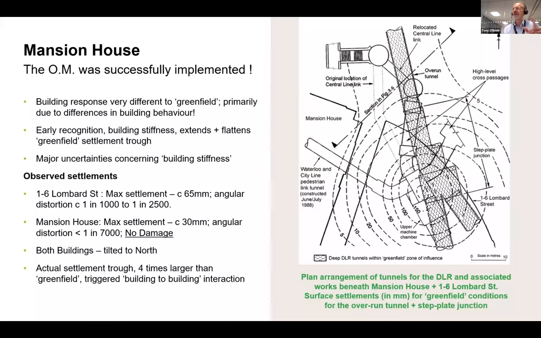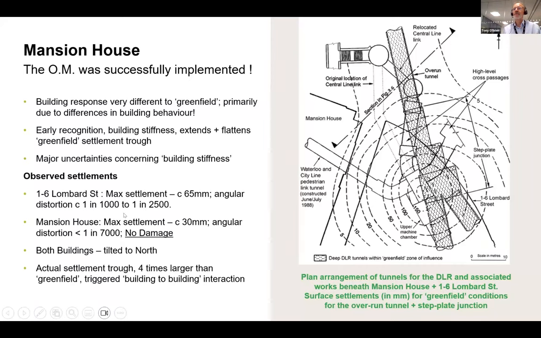This is a very old masonry building, but it turned out that it had intrinsically high stiffness, which very much changed the settlement trough. The settlement trough was a lot wider. And that was really critical in terms of the risk reduction, although there were large settlements on these buildings, the angular distortion was very tiny. Everything just tilted a little bit. So there's really very little damage. The actual settlement troughs actually interacted a little bit as well and created time-dependent movements.